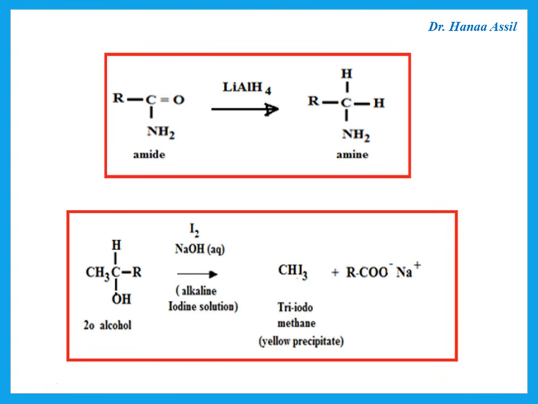So if I'm starting with a certain number of carbons and I want to remove a carbon, then I can react it with iodine in sodium hydroxide. So this is alkaline iodine solution. This reacts if we have a secondary alcohol so that we have the group CH3COH. Then the CH3 is removed and I end up with the sodium salt of the rest of the chain.